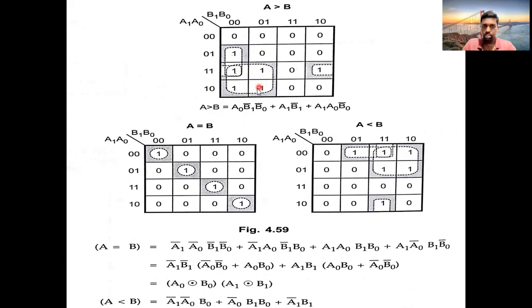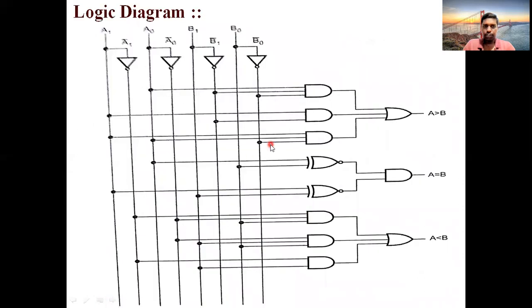So you should only concentrate on ones. Now if you carefully observe, you are having three expressions: one expression for A greater than B, one expression for A equal to B, and one expression for A less than B. Now you need to draw the logic diagram. So how is the logic diagram taken?